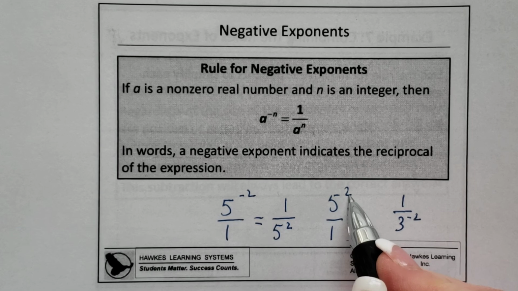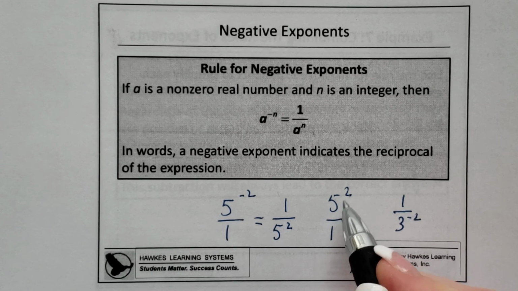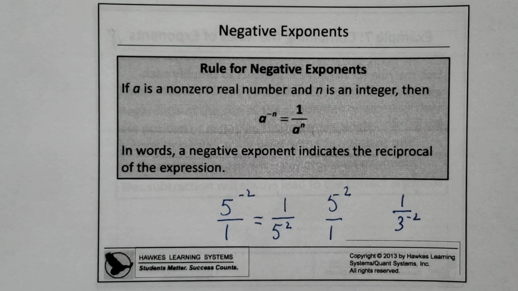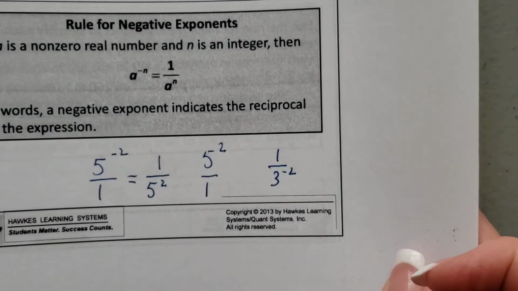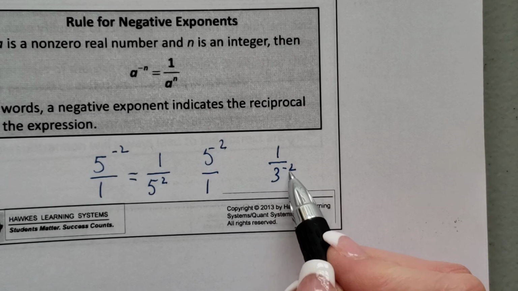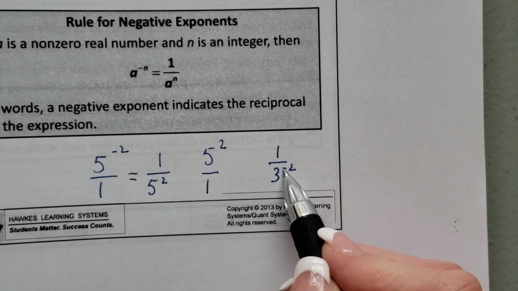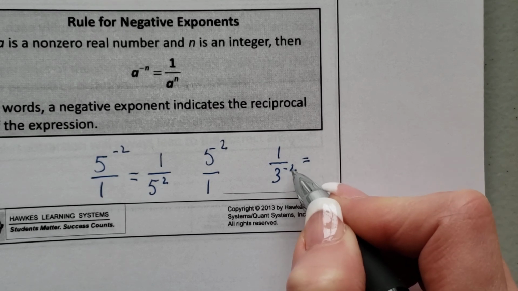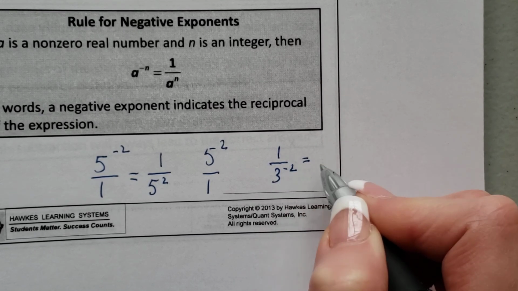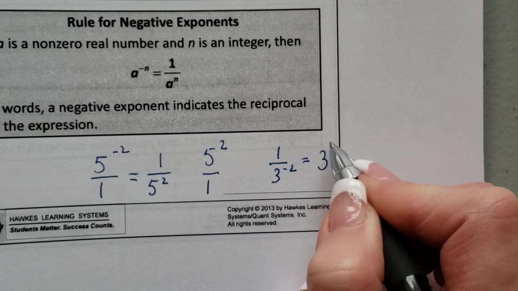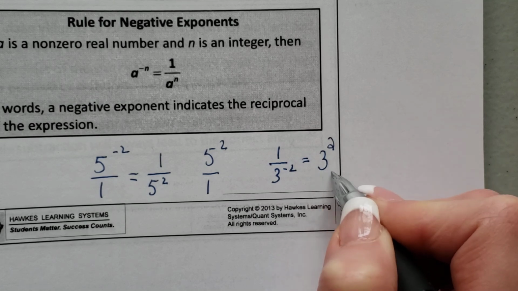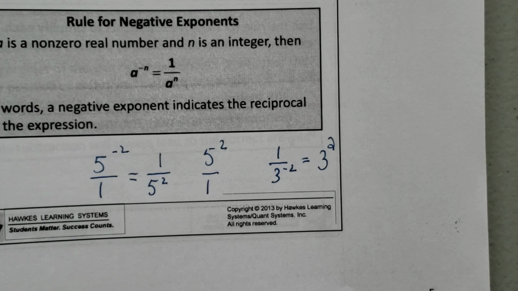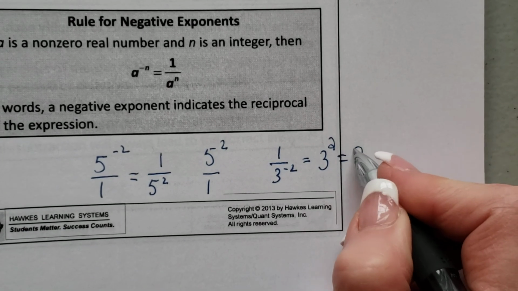Here, it's already a positive, so this is already simplified. 5 squared is just 25, and that would be my final answer. Now on this one, I have 1 over 3 to the negative 2nd. Well, 3 is in the denominator. In order to make that 2 a positive, I'm going to flip this whole thing up to the numerator. I don't have to write over 1. And so my final answer would be 3 squared, or 9.